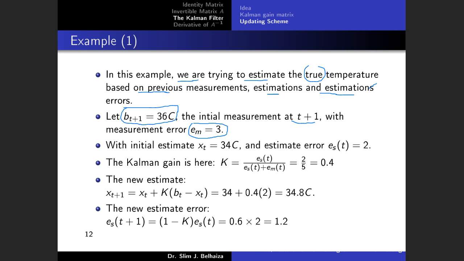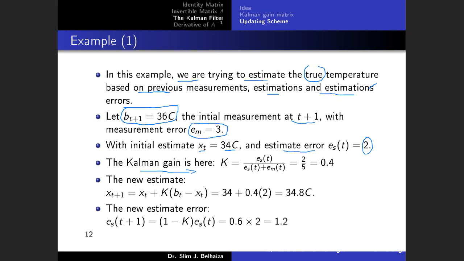So with your previous initial estimate, XT was 34 degrees. And at that time, you updated the estimate error to be EST, which is equal to 2 degrees. Okay, so your estimation is 34, and the estimate error is 2 degrees, which means that your estimation is in fact between 32 and 36 degrees. Okay. And here the Kalman gain first of all, let's try to create a formula.